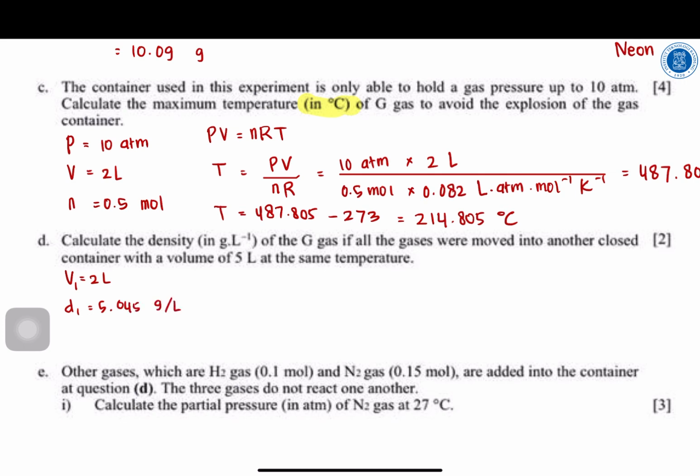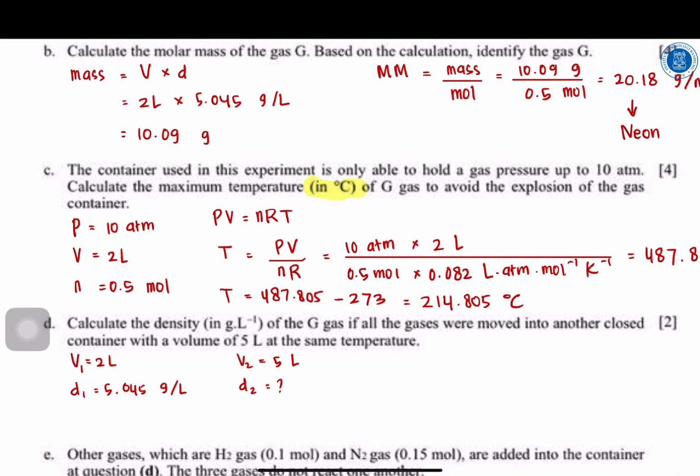gram per liter. And then now we are calculating the second condition in which the volume is 5 liter. And then we are going to calculate this density. Now, because we know that all the gases were moved into another closed container, we assume that there is no change in the amount of the gas. So the number of the gas stays the same. And we know that the mass of the G gas, based on the question B, is around 10.09 gram. So the mass is 10.09 gram. Now the mass stays the same.